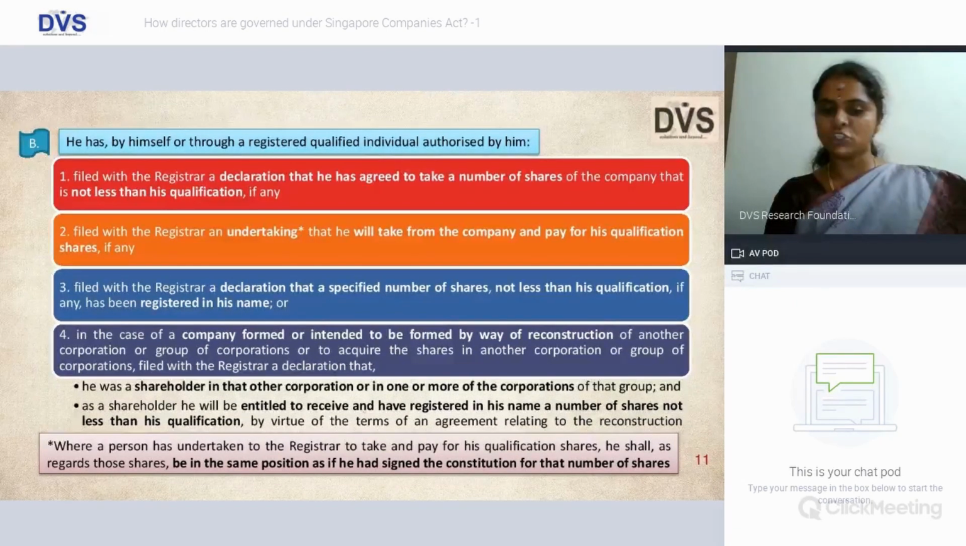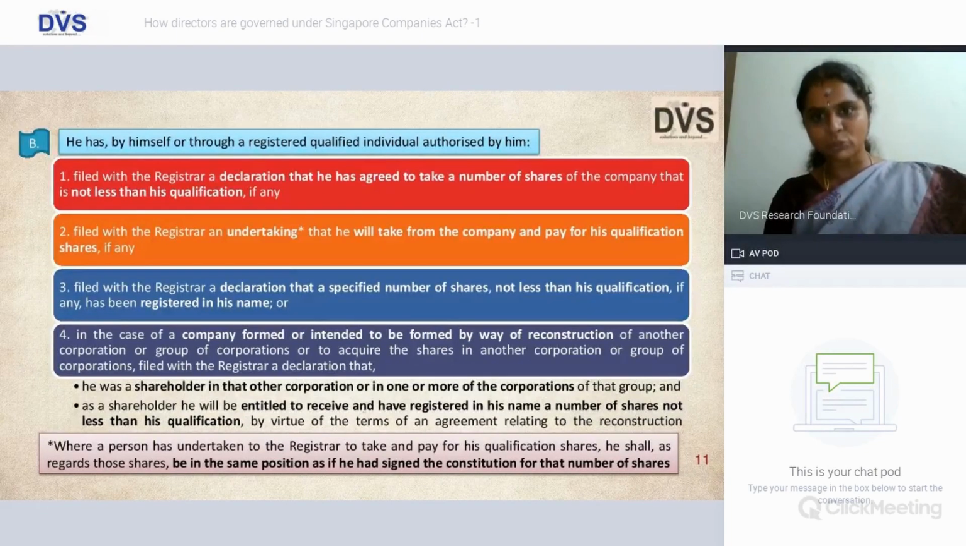The third declaration will be to confirm that he has taken those qualification shares and paid for those shares. Accordingly, his name is getting registered in the register of members which is being maintained by the company.